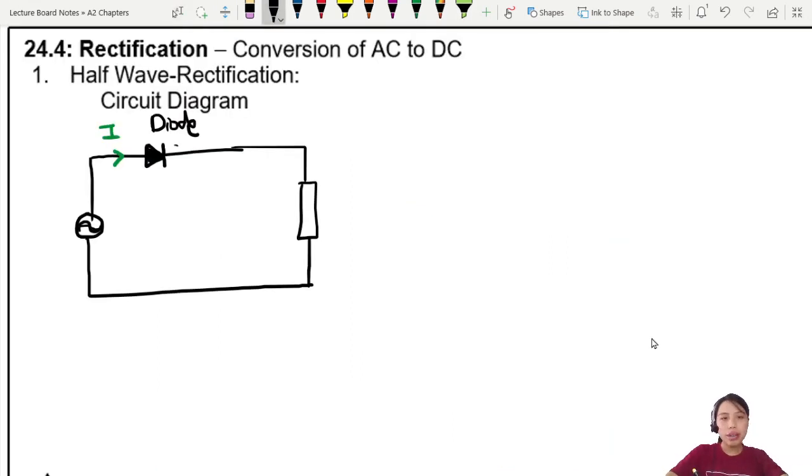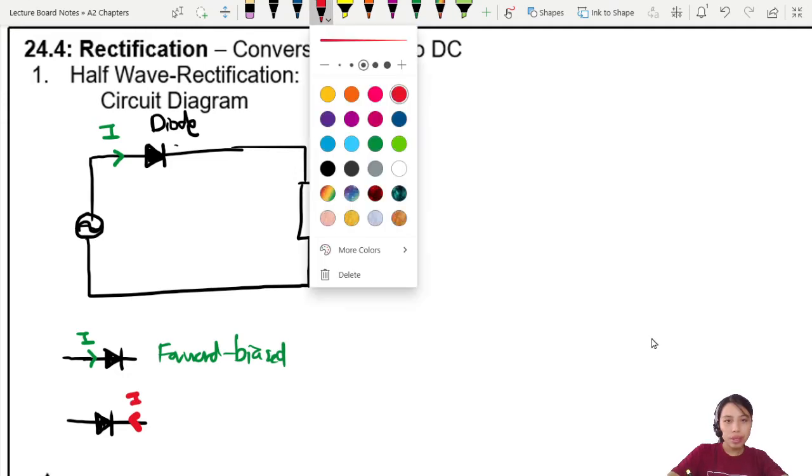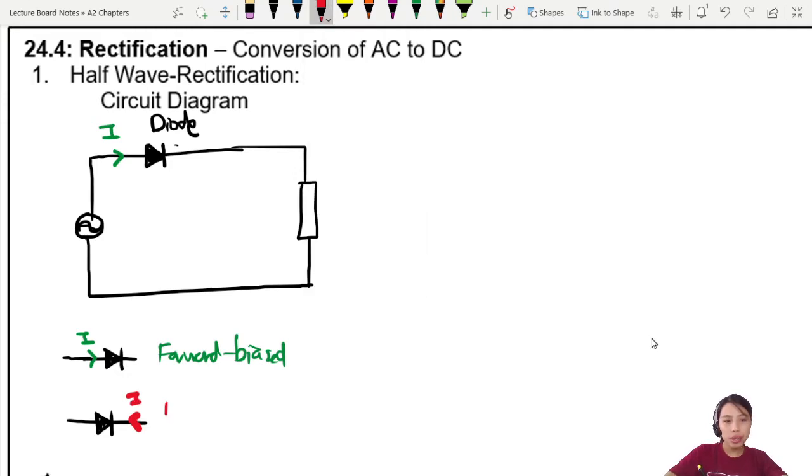So if you have a current flowing in the direction that the diode allows, such as this case that I draw up there, this is what we call forward biased. Forward bias, where the diode allows a current to flow through it. Reverse bias is if your current is trying to flow in the opposite direction. We have a problem. Cannot. So although it's trying to, it cannot. So this is called reverse bias.